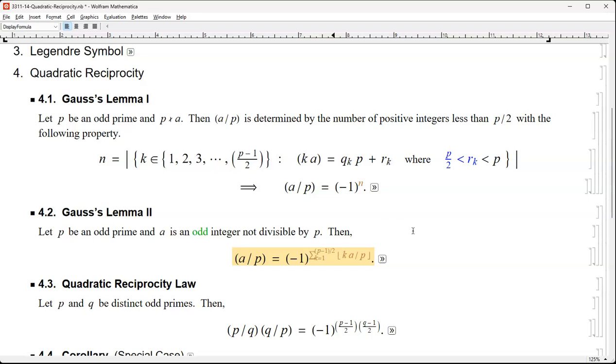Whew, complicated summation. Does it have anything to do with this n? Yes, indeed. We have to prove that. It will turn out this n and the summation are congruent modulo 2. Not equal, but congruent modulo 2. So if one is even, the other is also even, and if one is odd, then the other is also odd, and vice versa. Therefore, -1 to that power is the same either way.